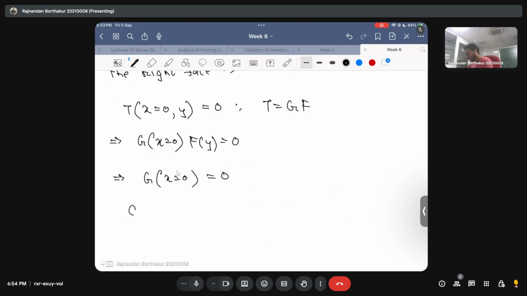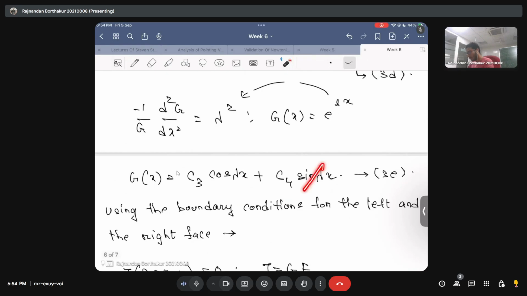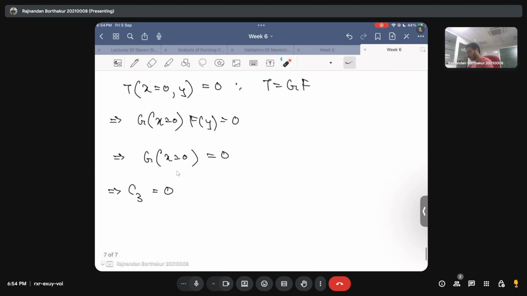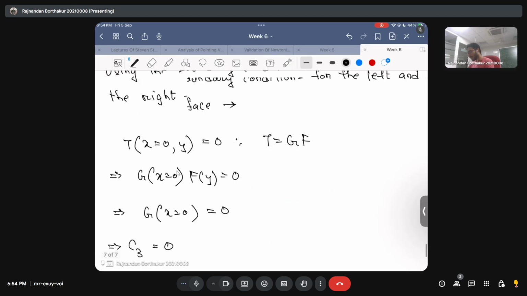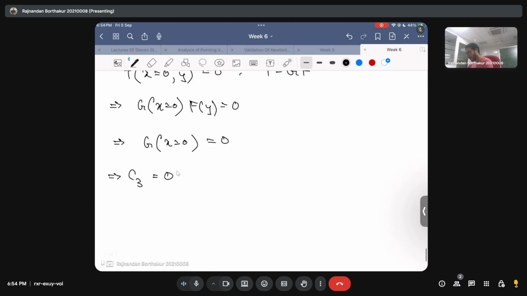So this is the solution for g, which means my g at x equal to 0 then becomes C3 equal to 0, because at x equal to 0, the sine goes out, and the cosine basically goes to be equal to 1, which means that C3 is equal to 0. Okay, this means we have evaluated one of the constants. Maybe I'll call this 4a.